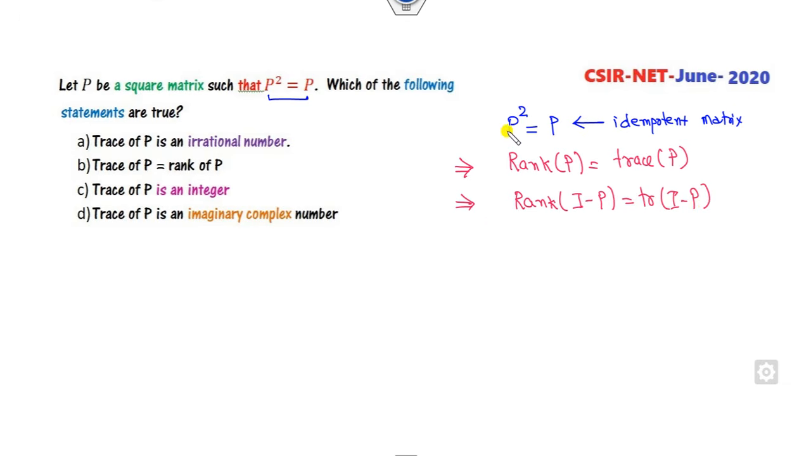What are the eigenvalues of this? Eigenvalues are 0 and 1. Fine. But not always.